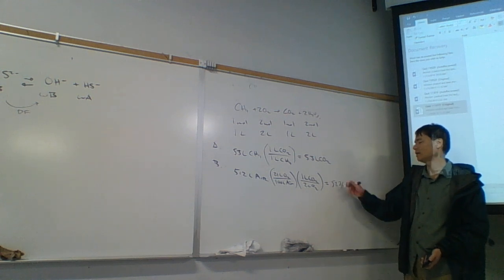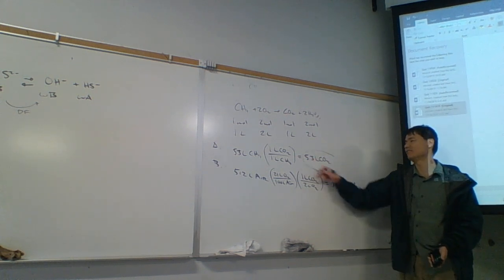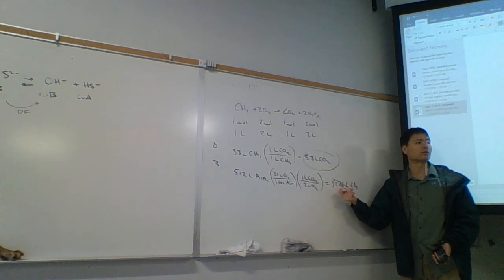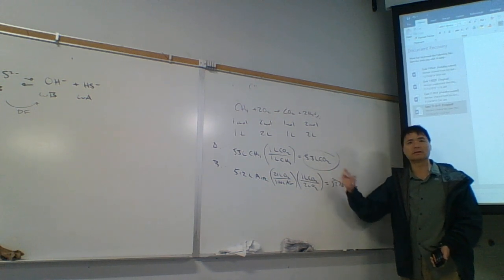Methane. We cannot get that extra 0.76. We're going to get 53 liters because we don't have enough methane to react with all the air. And so in this case, methane is the limiting reagent.